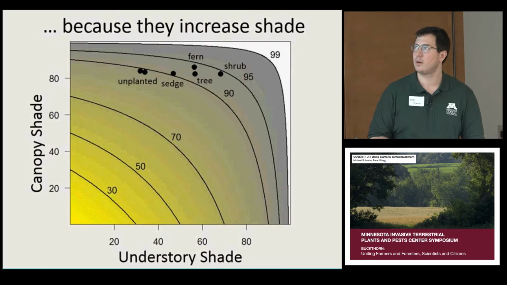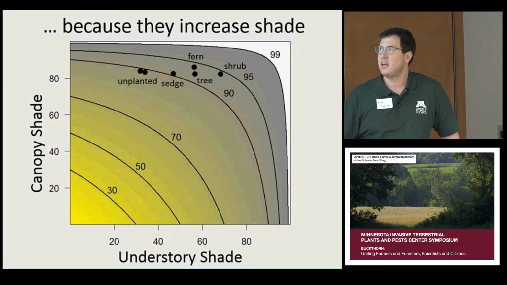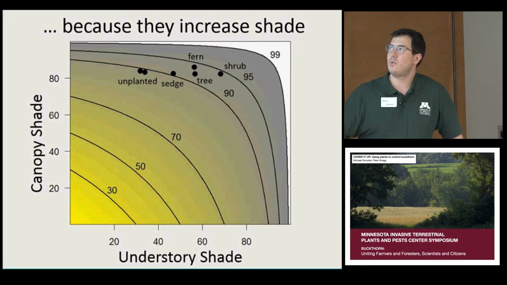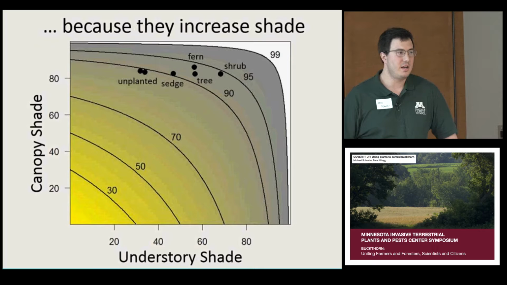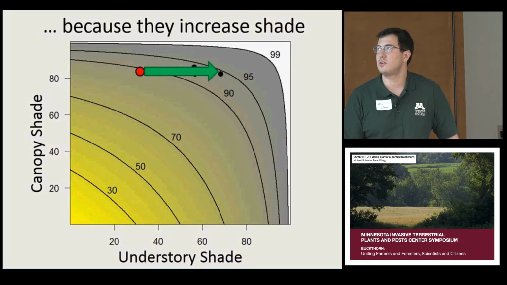So if we go back to that conceptual diagram that I showed you earlier with canopy shading on top and understory shading on the x-axis, we can see that we started somewhere here with the unplanted plots. The sedges are a little bit darker, the ferns and trees are a bit darker still, and then the shrubs provide, on average, the greatest shading, essentially moving us from this initial condition in restoration to somewhere closer to the exclusion zone. And this is just based on one year's growth after planting.